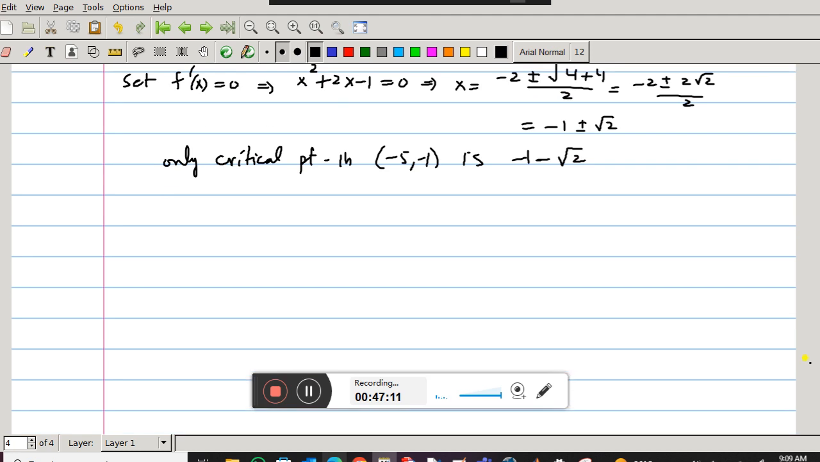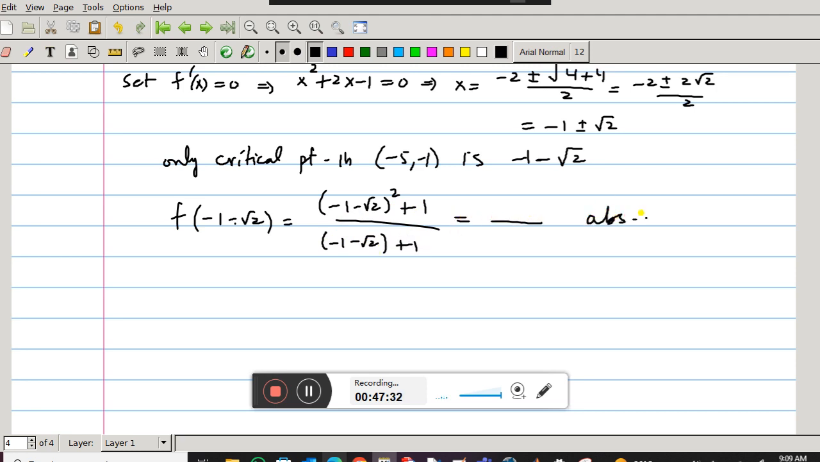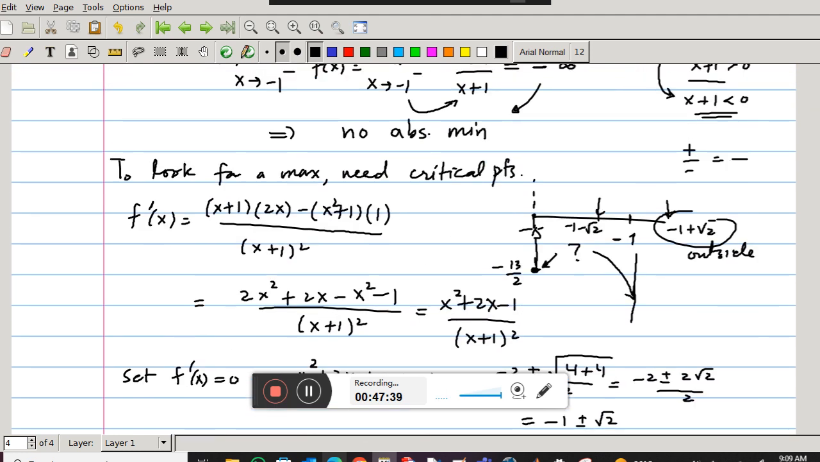So this will automatically give me a maxima. I can just calculate my function value at this point and it will give me a maxima. So minus 1 minus square root of 2, squared, plus 1, over minus 1 minus square root of 2, plus 1. You can calculate that this is our absolute maximum. Automatically, only one critical point is there, so it has to become a maxima. If there are more than one critical point, we will compare. But because we had just one, that will automatically become a maxima. That's it. Okay.